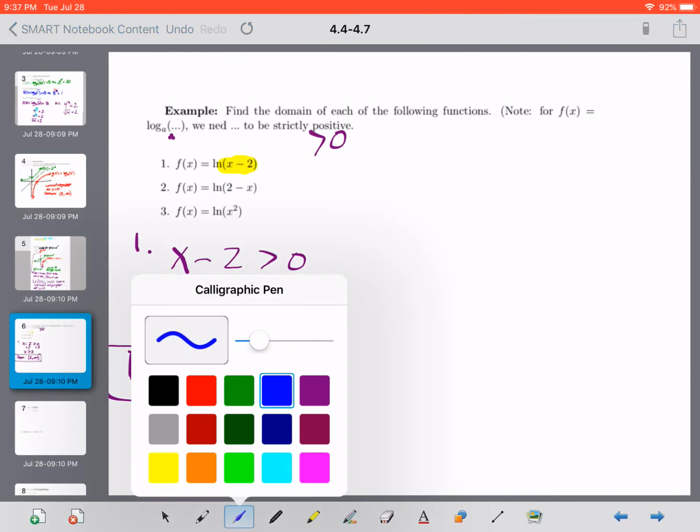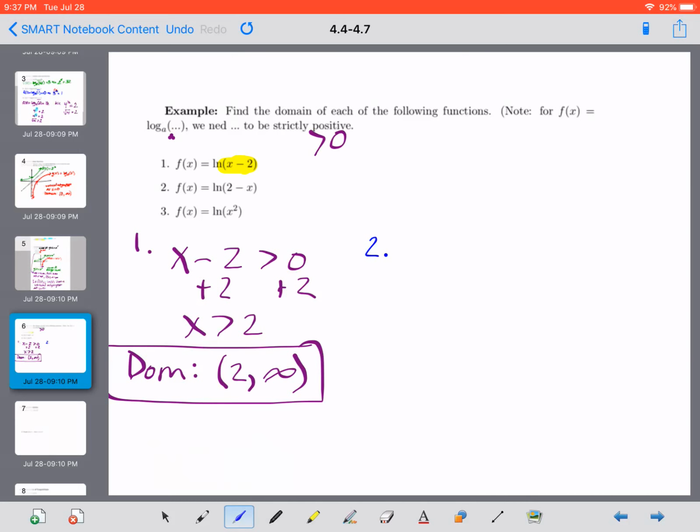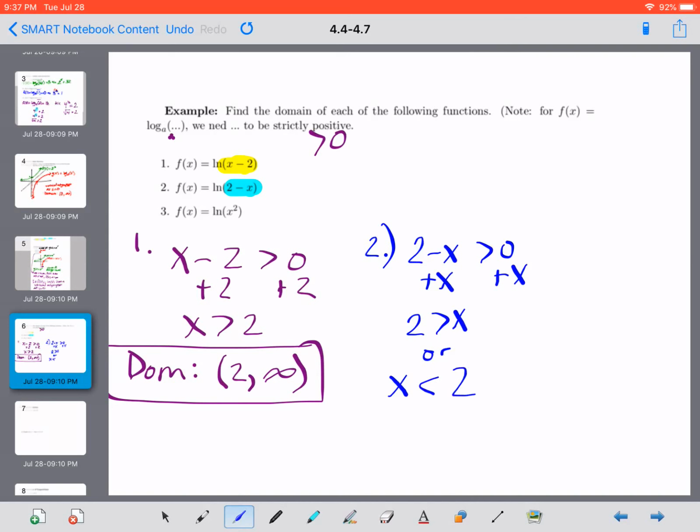Alright, let's try number 2. This time we have ln of 2 minus x. So I'm going to identify what's inside the parentheses. That's 2 minus x, and set it greater than 0. Again, I'm going to solve this. I'm going to add x to both sides so I don't have to deal with any negatives, and I get 2 has to be greater than x, or I could express this as x is less than 2. Alright, so for this one, my domain is going to be all real numbers from negative infinity to 2, because x needs to be less than 2.